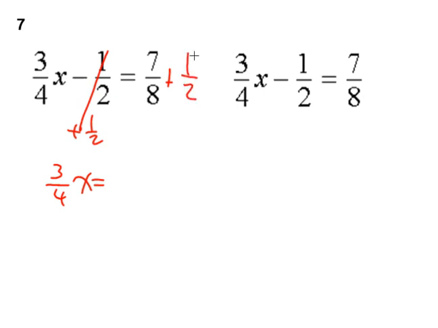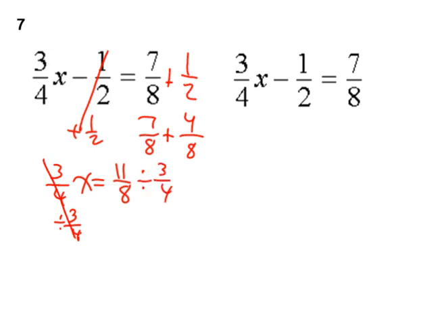Now, of course, when you add fractions together, you need a common denominator. And we're going to get 11/8. And I'm just going to keep it an improper fraction. I'm not going to change it to 1 3/8, because what I'm going to do next is, in order to get rid of a multiplier, I'm going to use the opposite operation, which is dividing by 3/4. That gets rid of the multiply by 3/4. And this side, I'm also going to divide by 3/4. So x is going to equal.